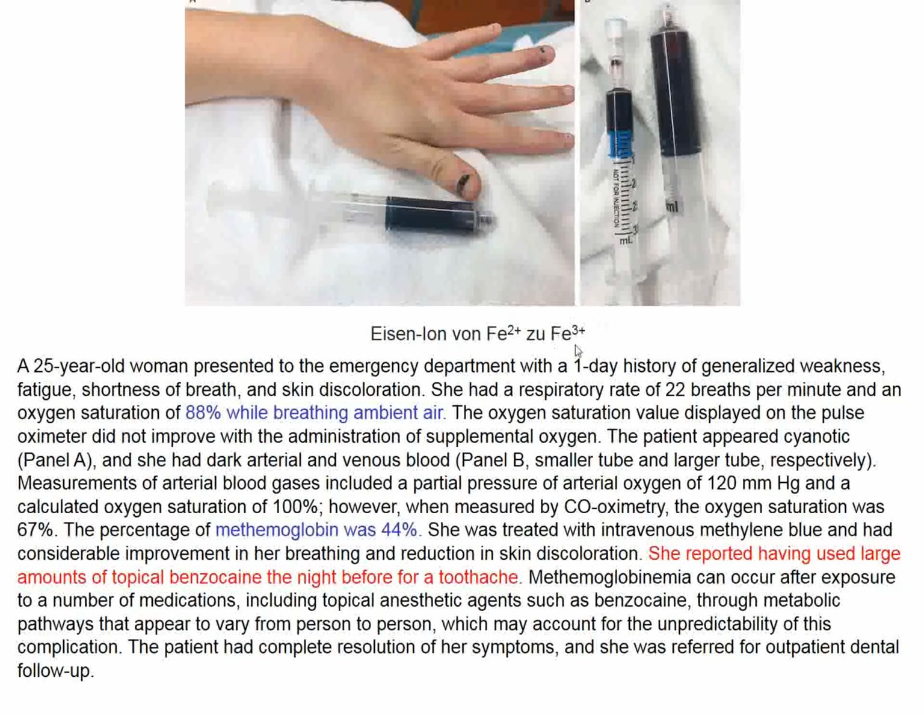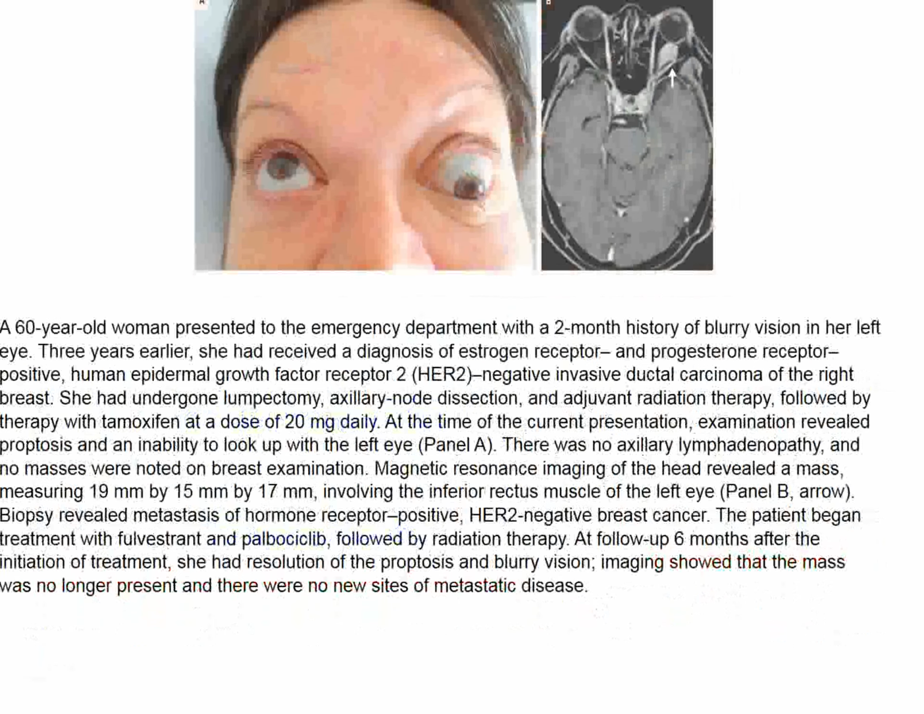Methemoglobin shows iron in the +3 state instead of the +2 state, so that the iron in the hemoglobin isn't in a position of binding oxygen, and so the blood stays dark. The woman reported having used a large amount of topical benzocaine because of a toothache. I'm not really that familiar with topical benzocaine, but she must have taken a whole lot of it. To deal with this problem, we want to convert the iron 3+ back to iron 2+, and that can be accomplished by infusing methylene blue. That's what this patient got, and then she was relieved of the condition.